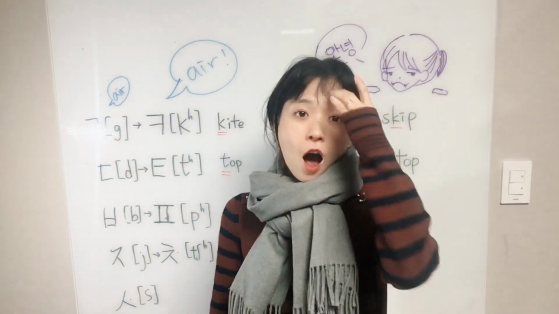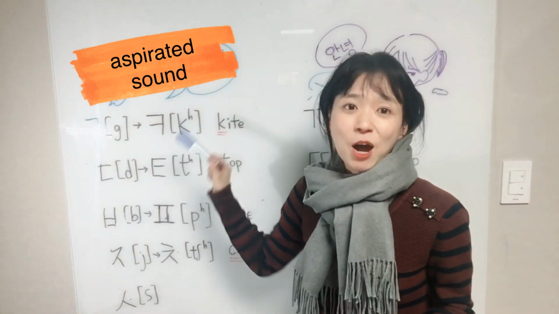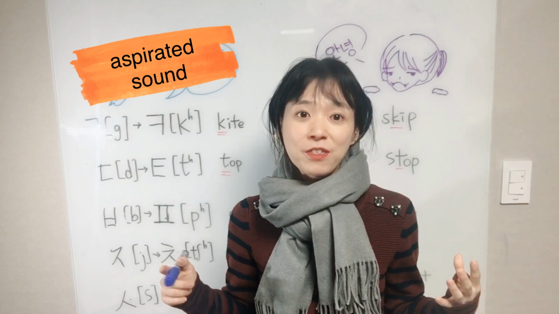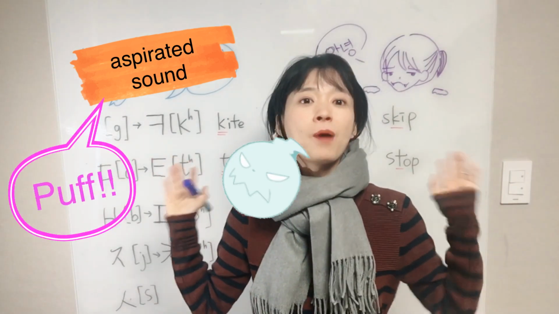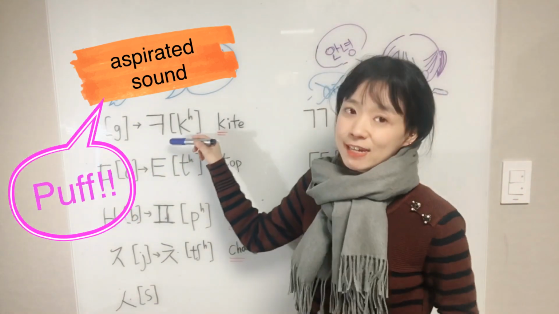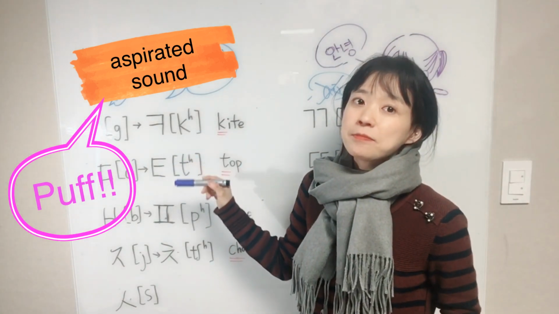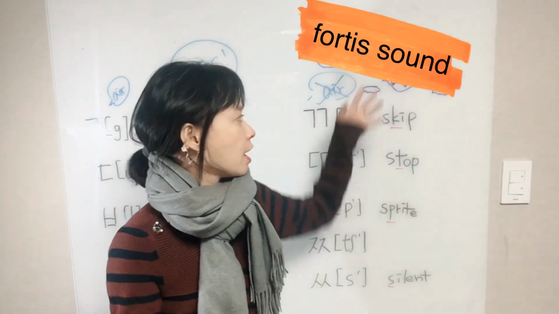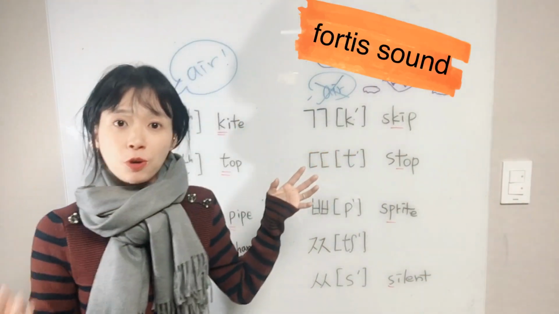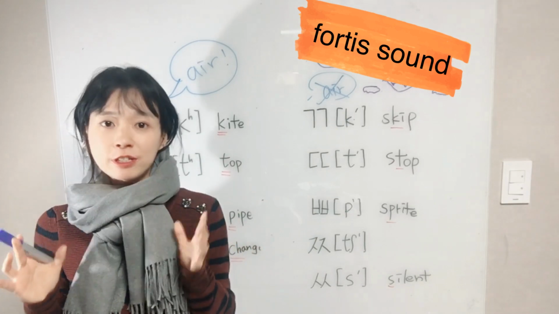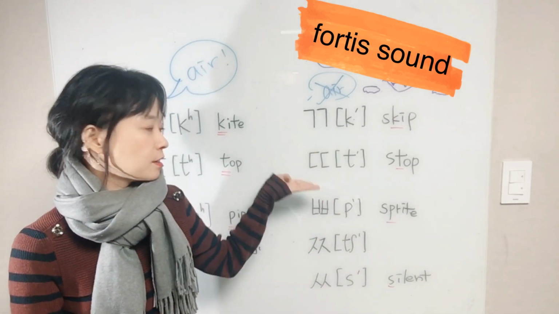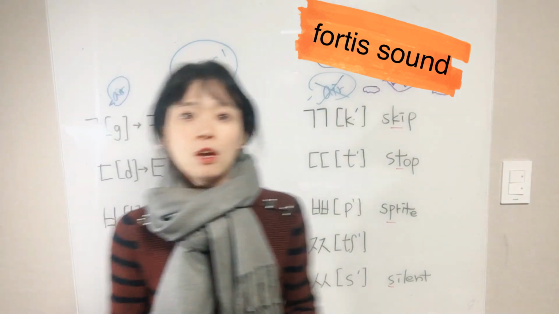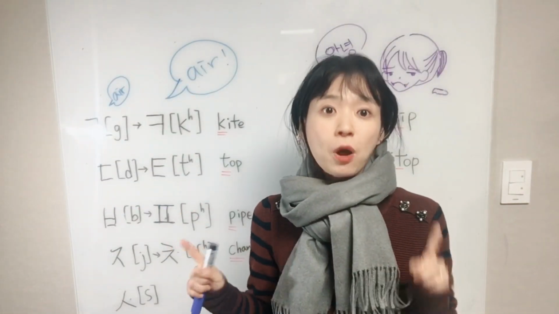Okay, so what is aspirated sound? Well, it's the sound made by releasing the breath from your lung with a sudden puff, like k, t, p, t. And what's for this? It's a very, very strong sound, strong and hurting sound. So it's like g, d, b, j, s. Okay, so then, let's learn it one by one.